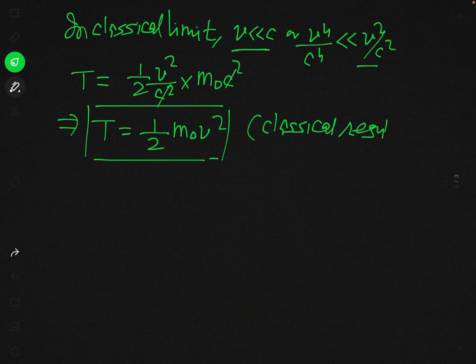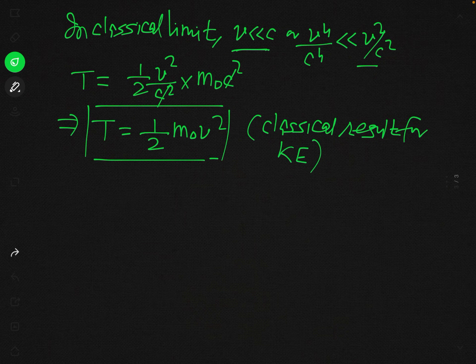So this is the classical result for kinetic energy. You know it very well. In Newtonian physics or in classical physics, we always define kinetic energy by this formula, that is T equal to half.